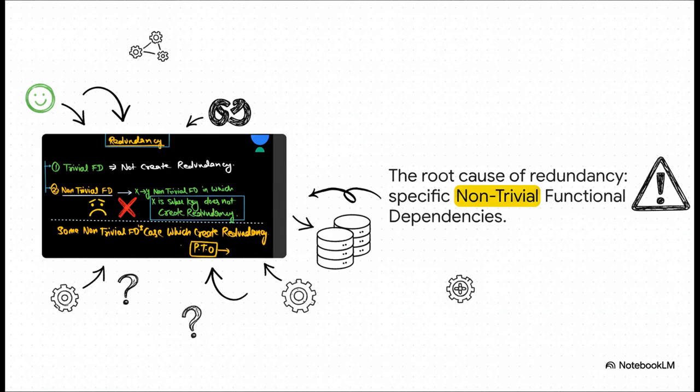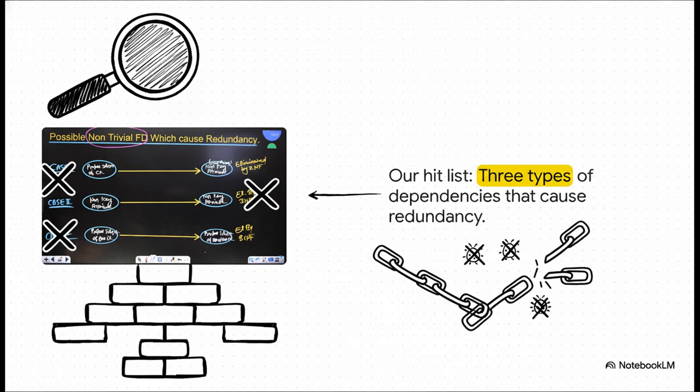Simple. But here's the catch. Not all of these rules are bad. The trivial ones are totally fine. It's these non-trivial ones that are the real troublemakers we're hunting down. And this right here, this is our hit list. These are the 3 specific types of dependencies that cause all that redundancy. We'll call them case 1, case 2, and case 3. Each normal form we're about to cover is like a specialized weapon designed to take out one of these guys. We're going to defeat them one by one, starting right now.